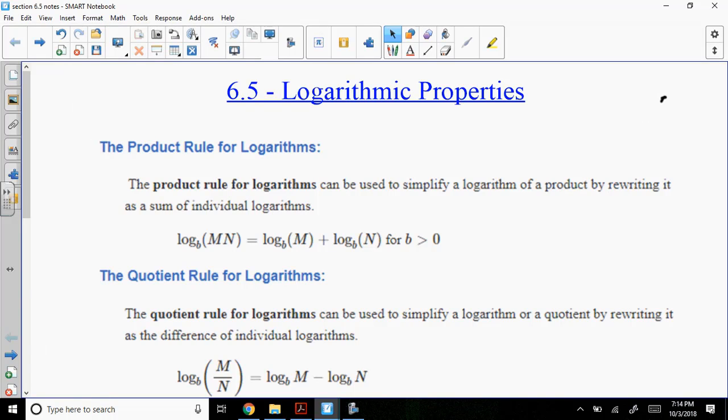You picked those notes up the other night. I had those up there, 6.5 and both 6.6.